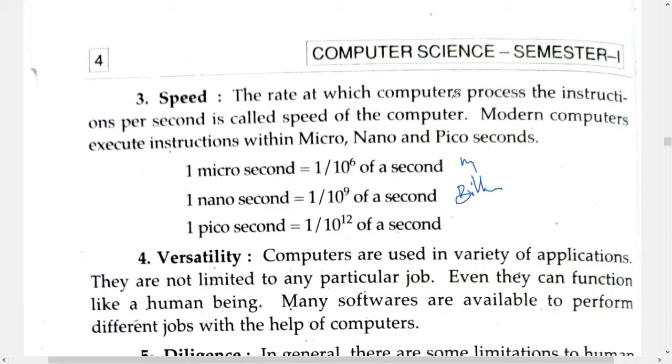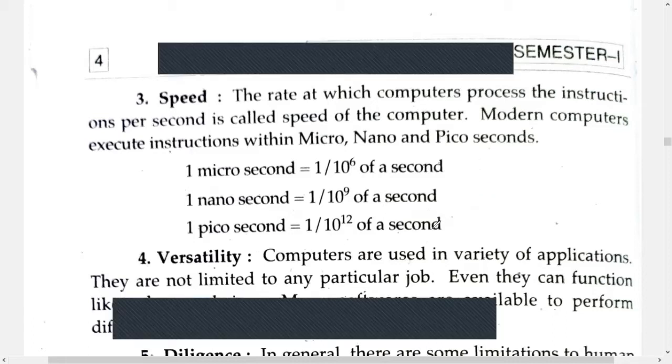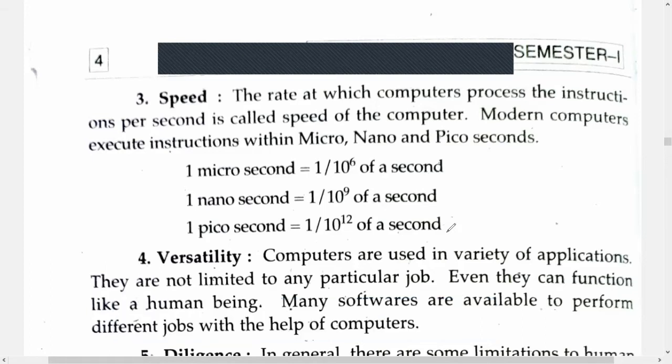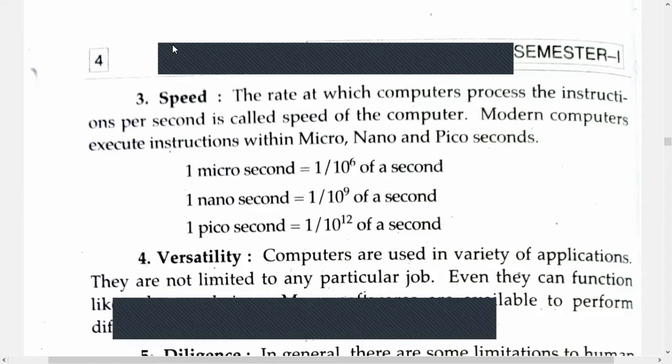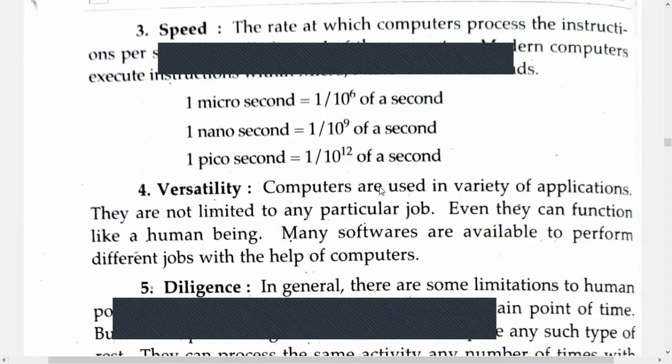1 picosecond is a trillionth of the second. There are thousands of crores parts of the second. If you divide 1 second into 1,000 crores, you will see it as a picosecond. Okay. So next is versatility.